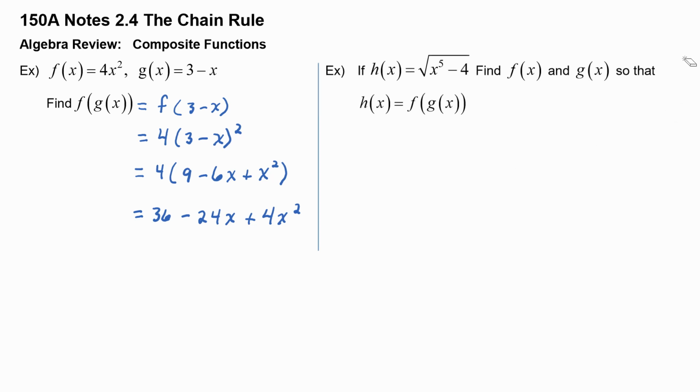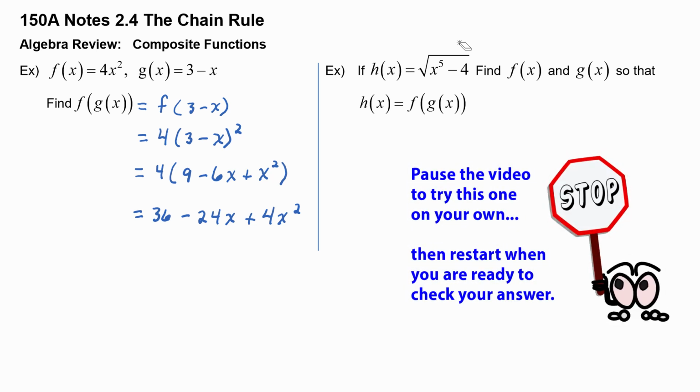In this example, if h of x is equal to the square root of the quantity x to the 5th minus 4, find f of x and g of x so that h of x is equal to the composite function f of g of x. So your job is to figure out who's f of x and who's g of x so that when you do f of g of x, you end up with h of x, which is radical quantity x to the 5th minus 4. So pause the video, try this one on your own, and restart to check your answer.